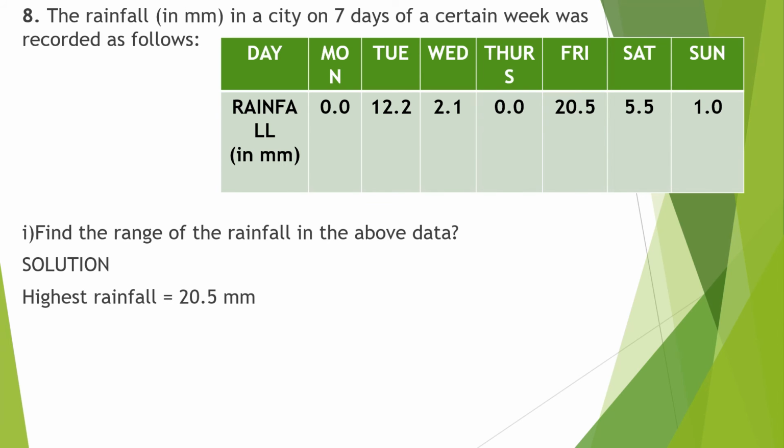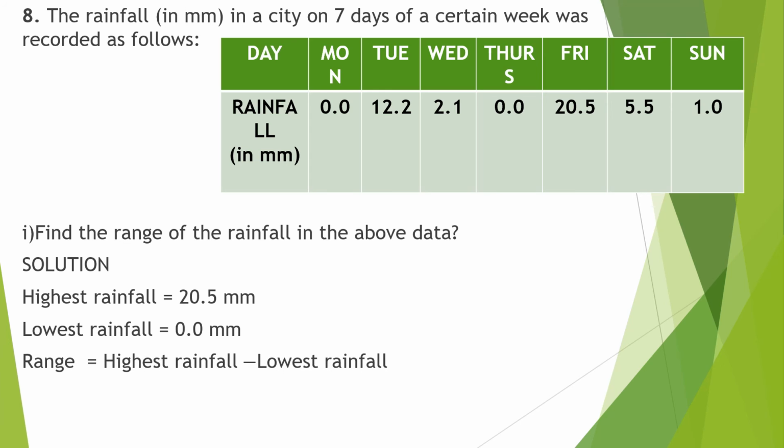First we can write highest rainfall equal to 20.5 mm. Lowest rainfall equal to 0.0 mm. So range equal to highest rainfall minus lowest rainfall. So 20.5 minus 0 we get 20.5 mm is the range.